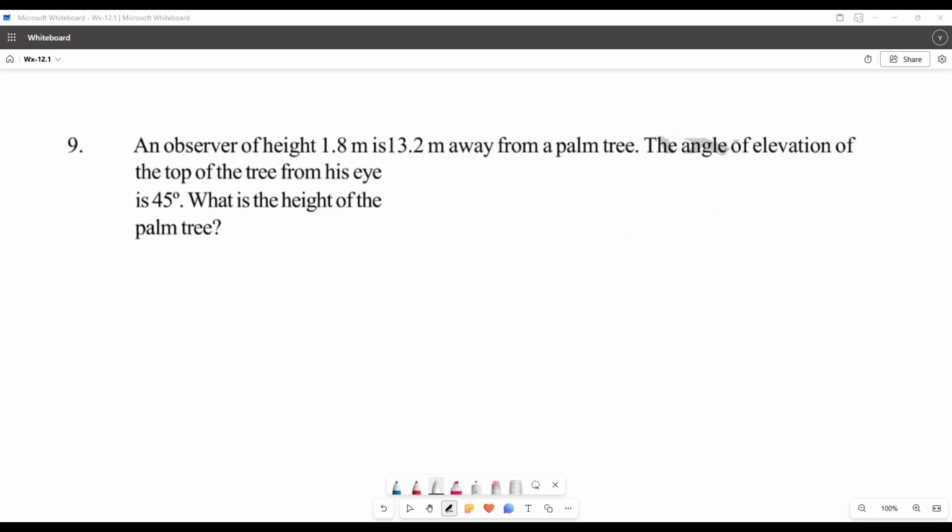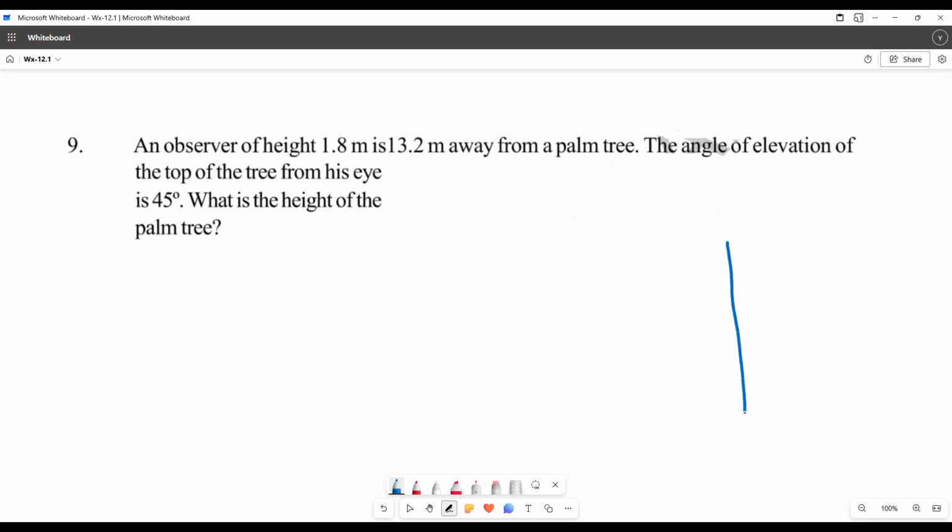Today we have the ninth question of exercise 12.1. It says an observer of height 1.8 meters is 13.2 meters away from a palm tree. The angle of elevation of the top of the tree from his eye is 45 degrees. Now it's asking the height of the palm tree.